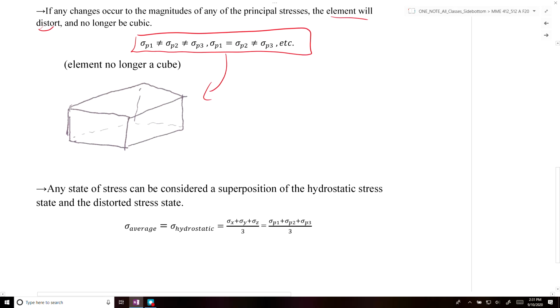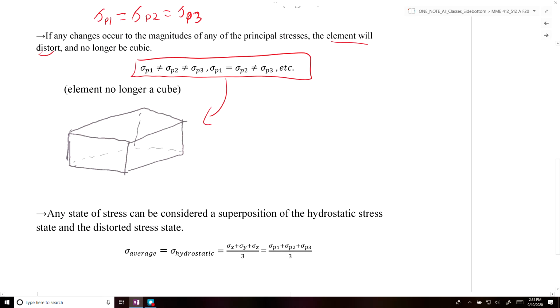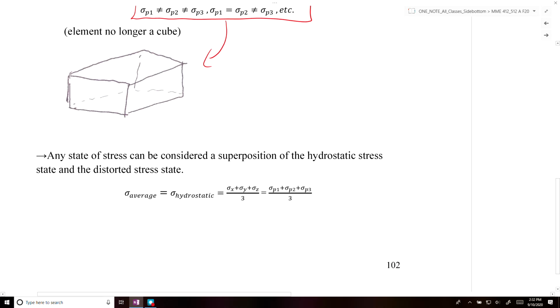So what we can state here is that for any state of stress we can define, if we have an initial state of stress on a stress element, we can consider it to be the superposition, or the sum, of the hydrostatic stress state and the distorted stress state. We're going to define our hydrostatic stress, which we can refer to as our average normal stress, as the sum of our 3 stresses along the x, y, and z axis divided by 3, which should be the same as the addition of the 3 principal stresses divided by 3.